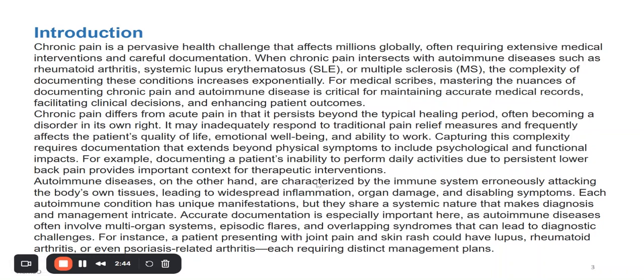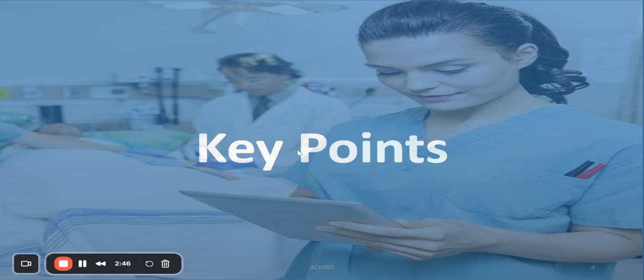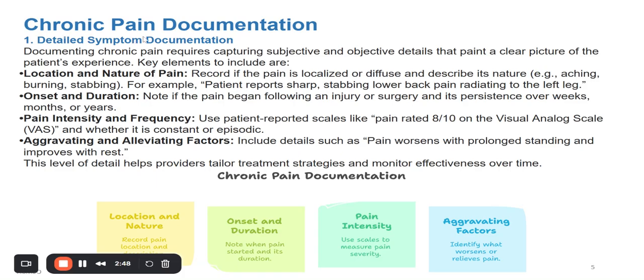Key points. Chronic pain documentation. Detailed symptom documentation. Documenting chronic pain requires capturing subjective and objective details that paint a clear picture of the patient's experience. Key elements to include are location and nature of pain. Record if the pain is localized or diffuse and describe its nature, for example, aching, burning, stabbing. For example, patient reports sharp, stabbing lower back pain radiating to the left leg.